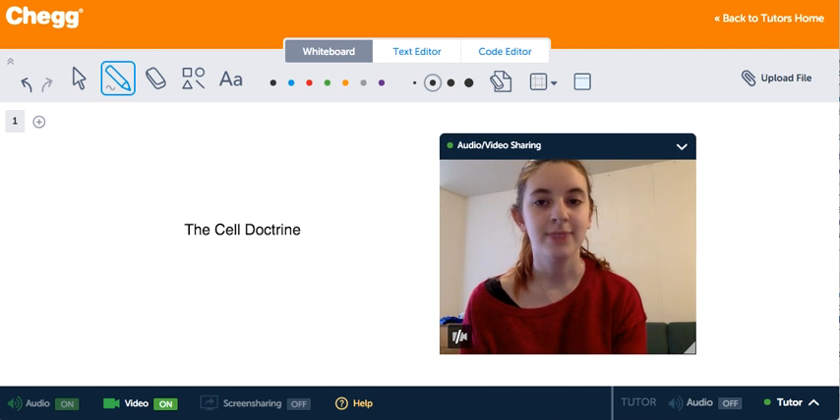The cell doctrine has become the foundation of biology and is the most widely accepted explanation of the function of cells. There are three parts to this theory. One, all living organisms are composed of one or more cells. Two, the cell is the basic unit of structure and organization in organisms. And finally, cells come from pre-existing cells.